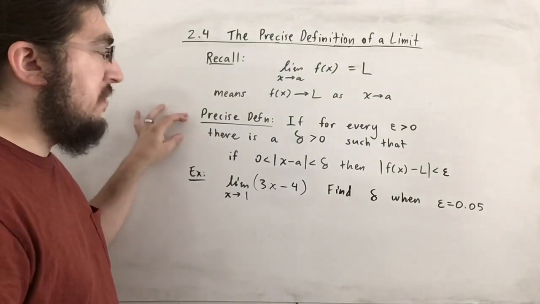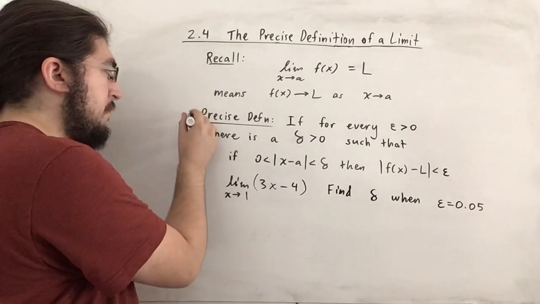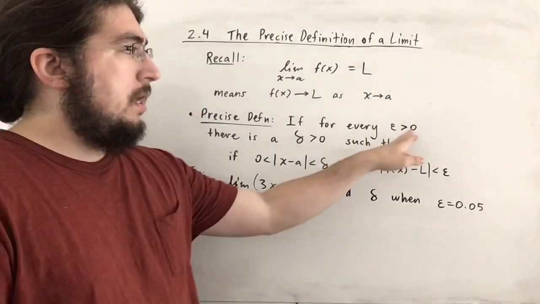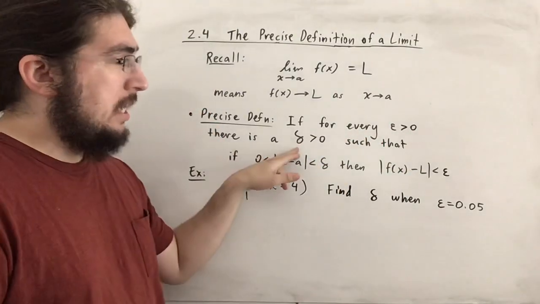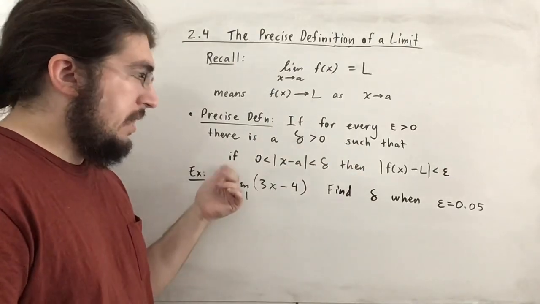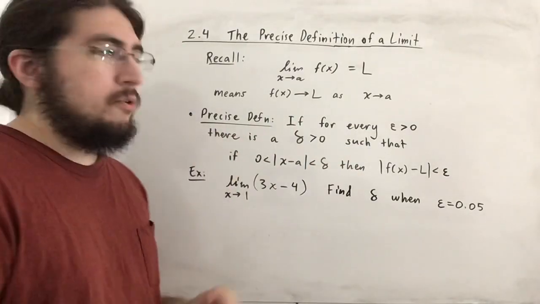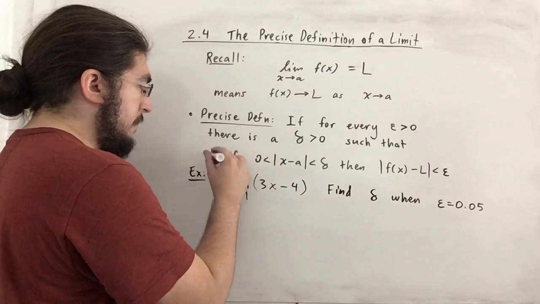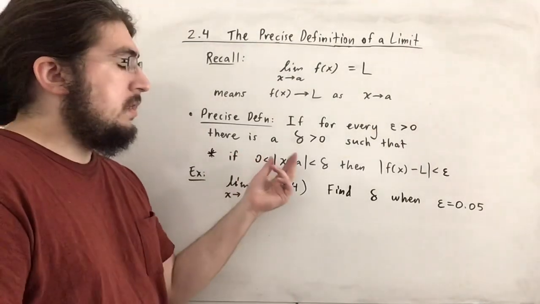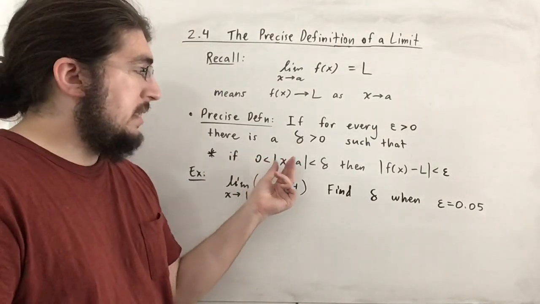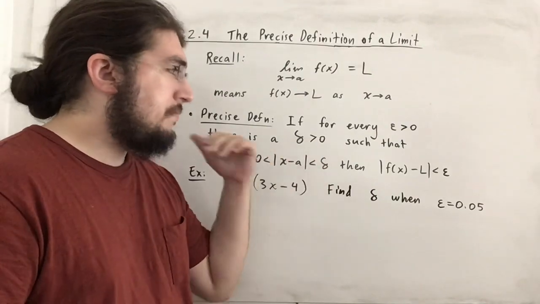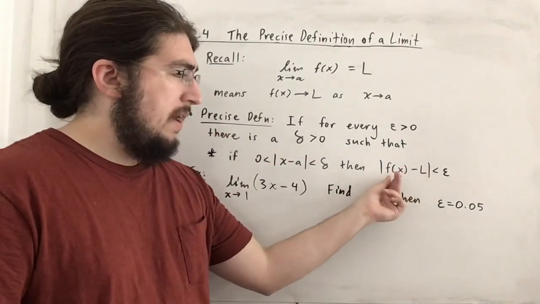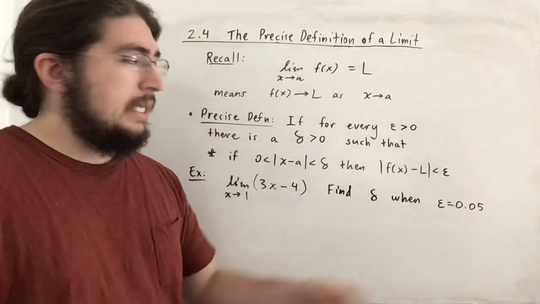So the precise definition here basically says, for every epsilon bigger than 0, there is a delta bigger than 0, such that this statement is true. So let me start with this statement here. It says, if 0 is less than the absolute value of x minus a, less than delta, then the absolute value of f of x minus L is less than epsilon.